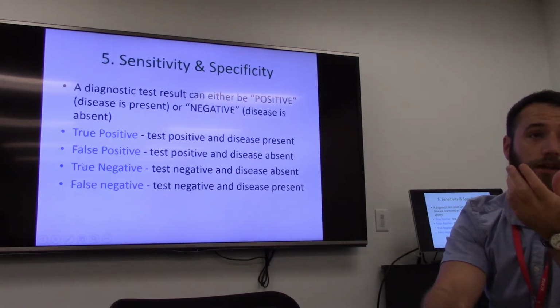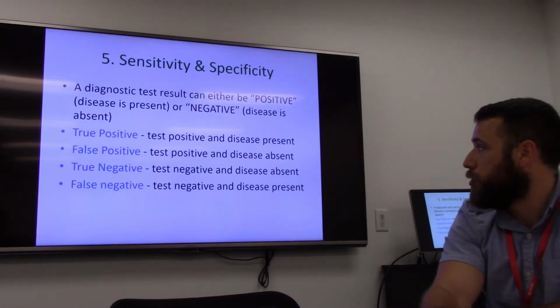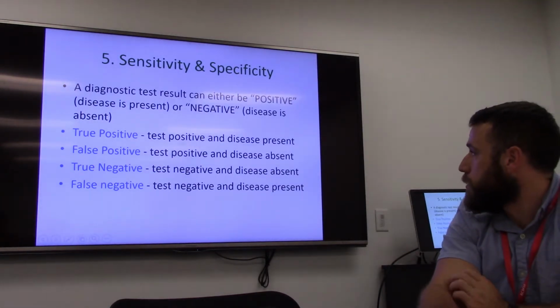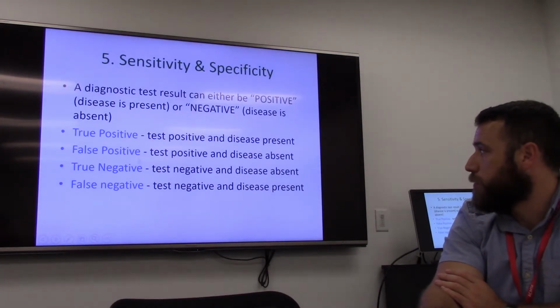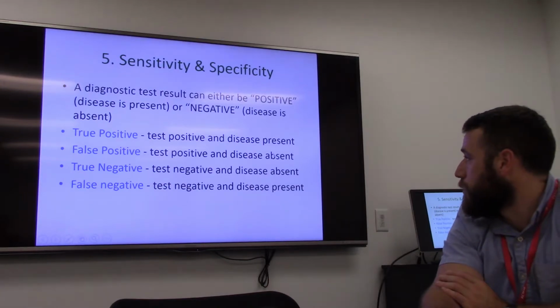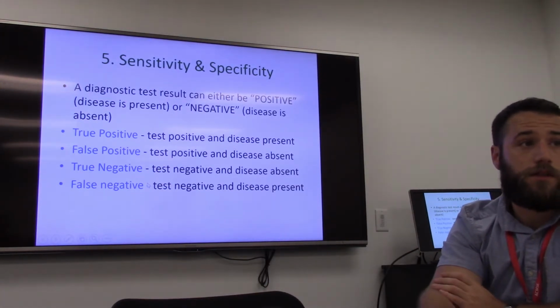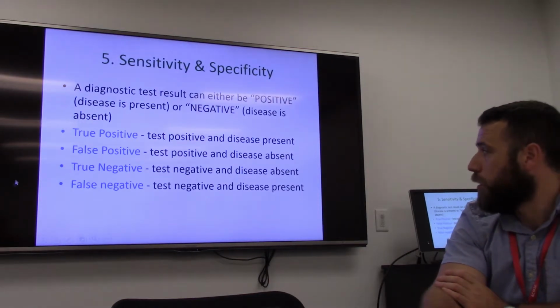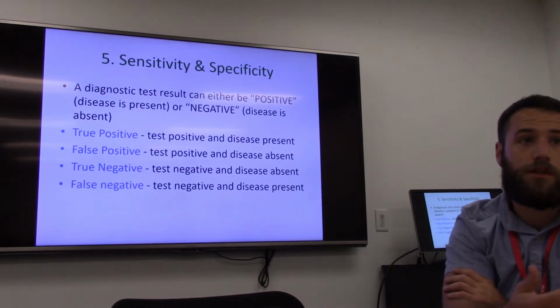There are four outcomes of a test. There are four possibilities when you get a test result back. It can be a true positive, which means that the test is positive and the disease or the condition is actually present. It can be a false positive. You can think of this as a false alarm. So the test was positive, but in fact the disease is absent. A true negative is when the test is negative and the disease or condition is not present. And a false negative is when the test is falsely negative. So it says it's negative, but the disease is actually present.